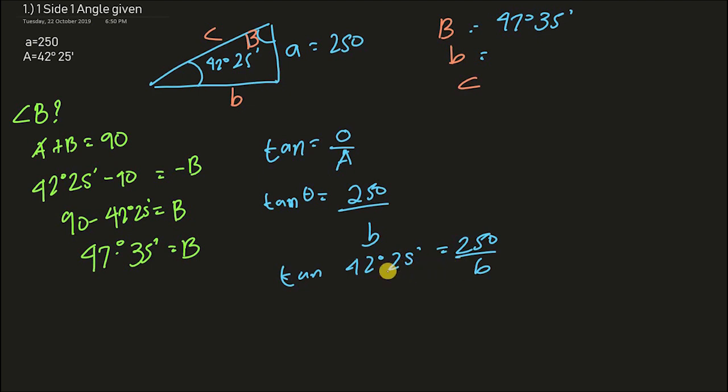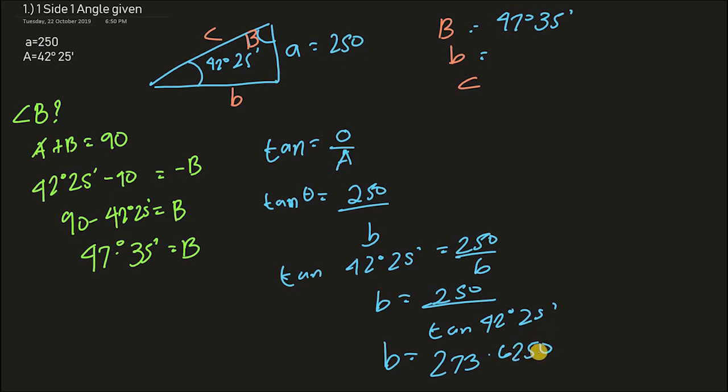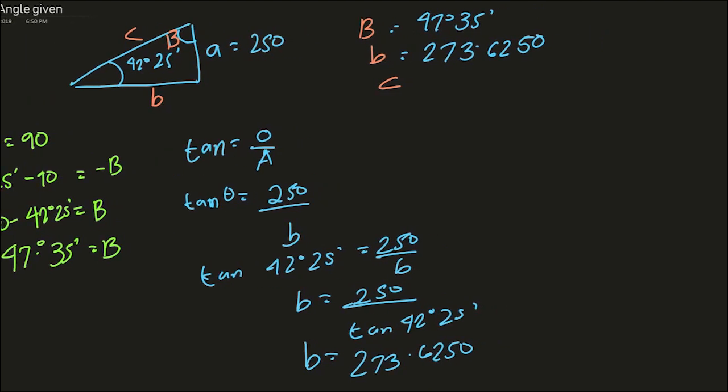Let's transpose this to the other side para ma-solve natin to. B would be equal to 250 over tangent of 42 degrees and 25 minutes. So, solving that in our calculator, the answer of B would be equal to 273.6250. I prefer going up to 4 decimal places to get it better, most accurate. So, ang sagot natin dyan is 273.6250.